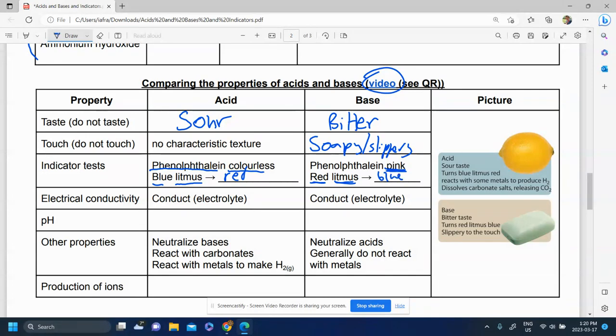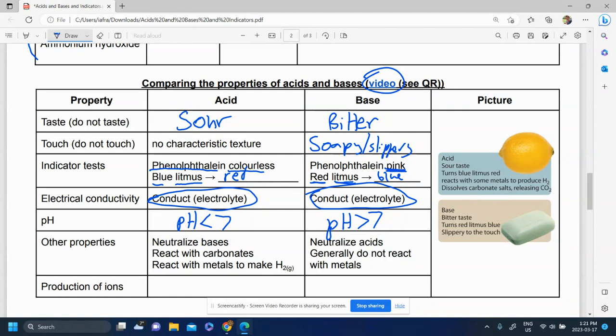For the conductivity, both of them are actually electrolytes, which means they conduct electricity in solution because they have ions. pH, that's important to know because we'll be seeing pH later on. For an acid, the pH is less than 7. And then for a base, pH is more than 7. And then for neutral, you probably guessed it, pH is equal to 7.